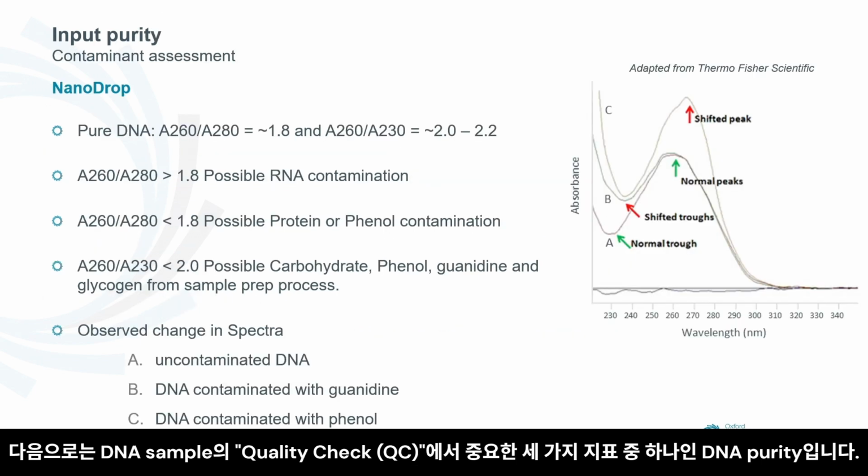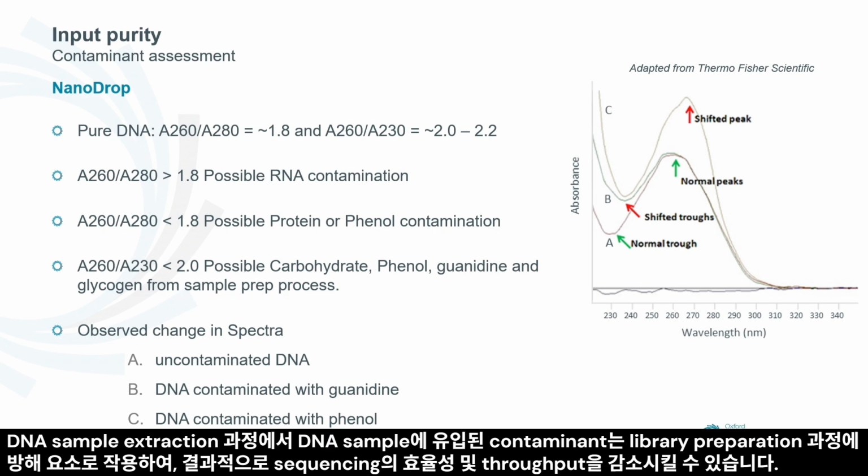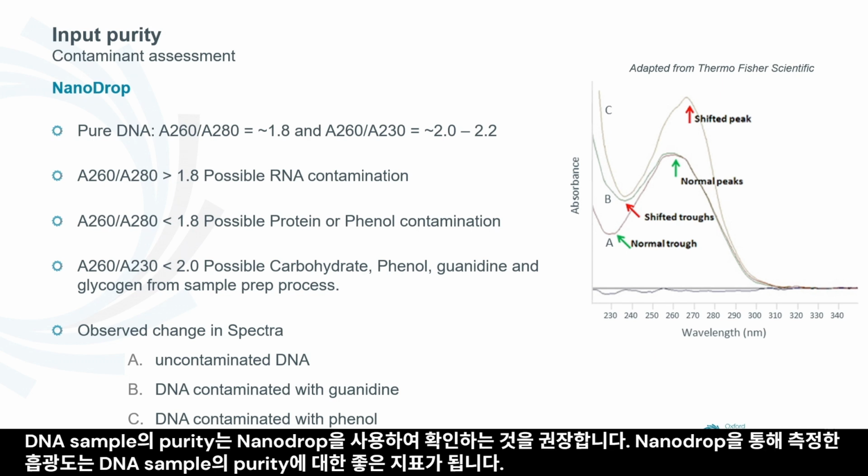Moving on to purity assessment. This is also important as contaminants carried over from the extraction can interfere with the library prep steps, resulting in reduced efficiency and sequencing yield. To check purity, we would recommend the use of the NanoDrop. The NanoDrop gives a good indication of the purity of your sample.